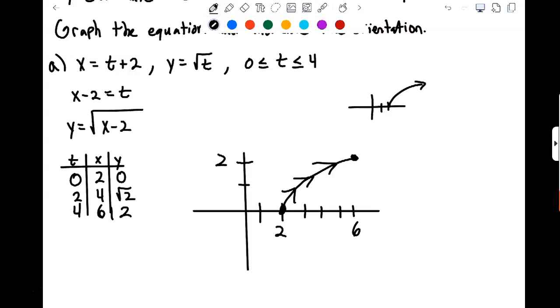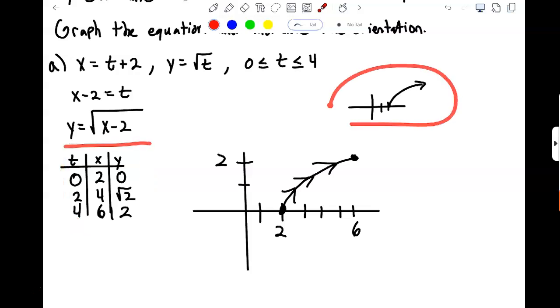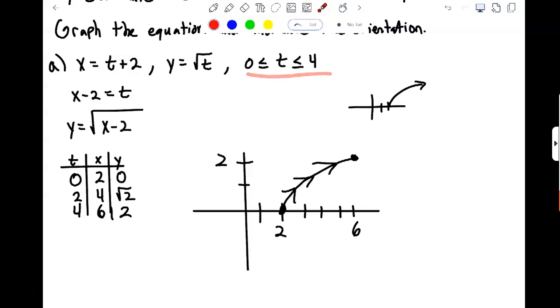Okay, and so that's how we can graph these. We convert them over to x and y. We're still going to have to plot a few points so we get a little feeling for the motion, but the x and y graph will give us an idea of what our shape is. And then we graph it across our constraints. In this case, t ranges between 0 and 4.